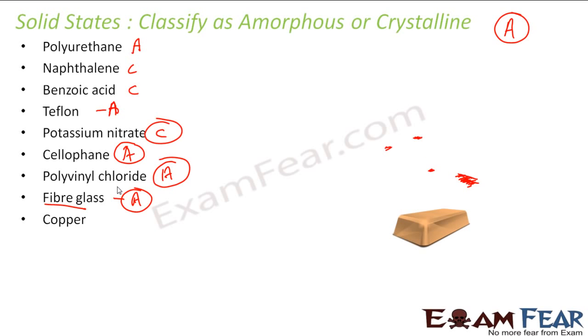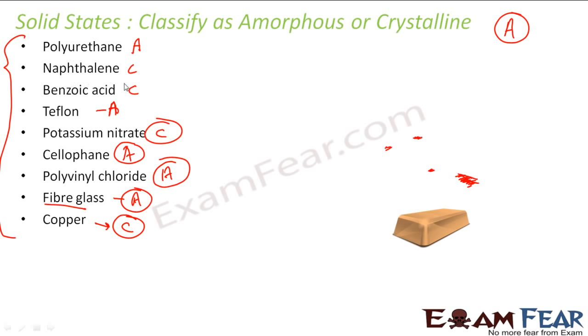Copper. Copper is actually polycrystalline, but again we said that in this chapter we'll assume polycrystalline also as crystalline, so I'll make it as C. That copper is a crystal. If you cut it, you will get a sharp-edged copper. So that way you classify the solid states as amorphous and crystalline.